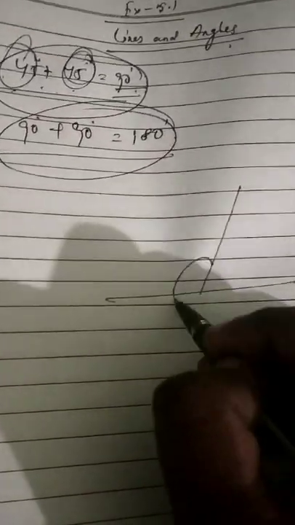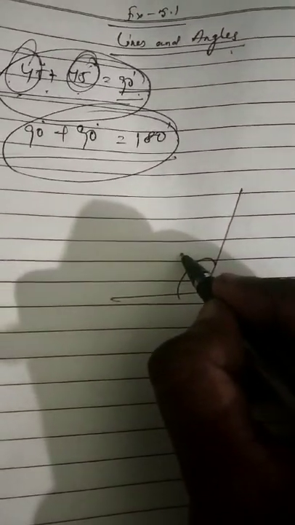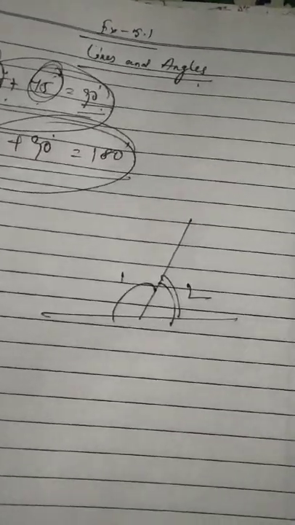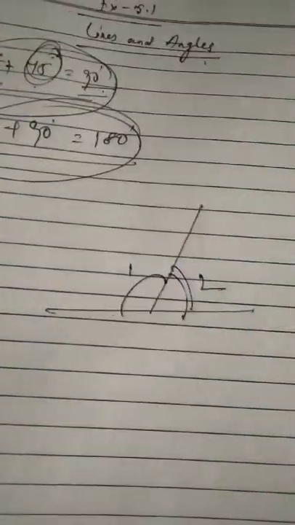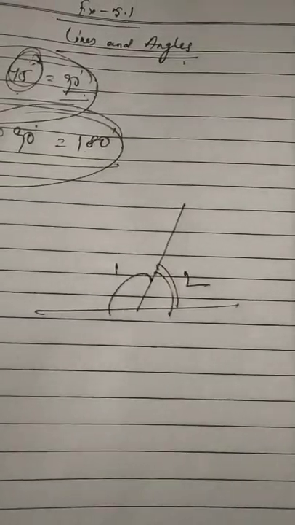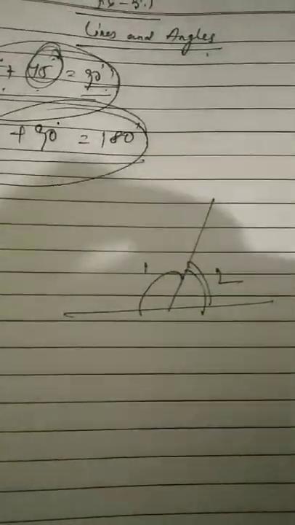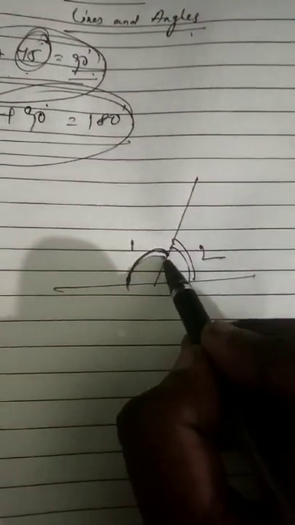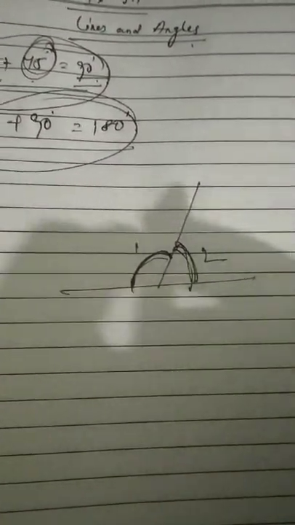So here in this particular diagram, the name of this angle is 1 and the name of this angle is 2. Children, I drew a diagram in my copy. One angle is 1, another angle is 2. The question is that from the figure, as we can understand, angle 1 is larger than angle 2.